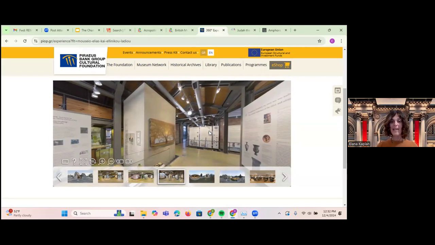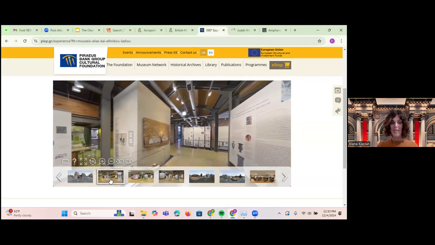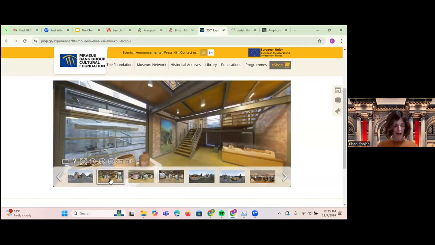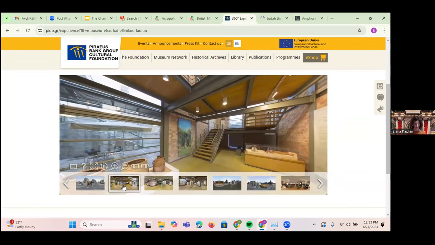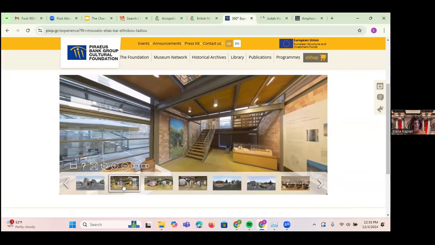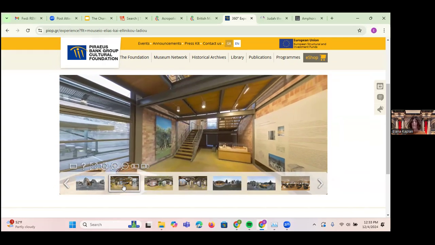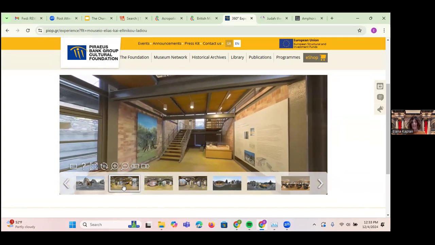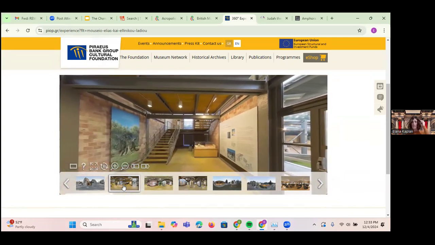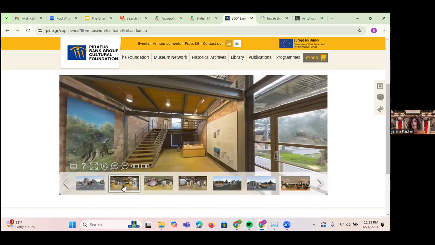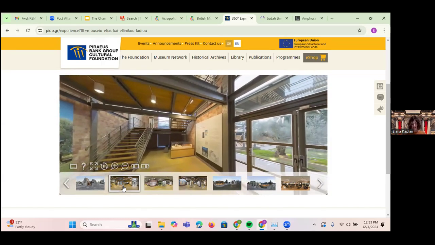a museum in Greece. This museum is called the Museum of Olive and Greek Olive Oil. Olive oil was one of the most important exports of Greece for thousands of years until today. And we're going to talk about why olive oil was so important in ancient Greece. The Greeks used a lot of olive oil.